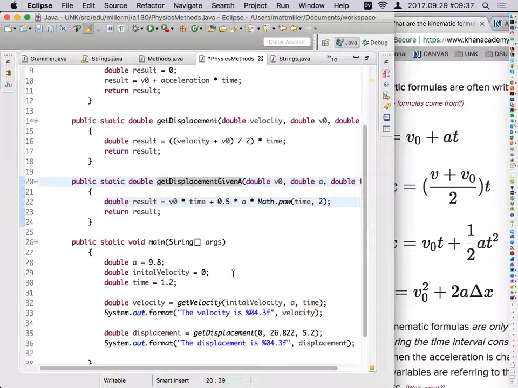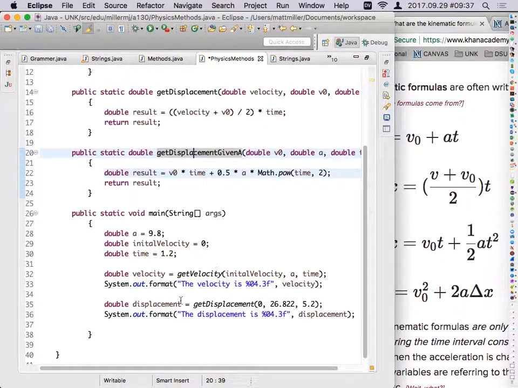All right, so velocity 0 times time plus 1/2 a t squared. So let's do this one.